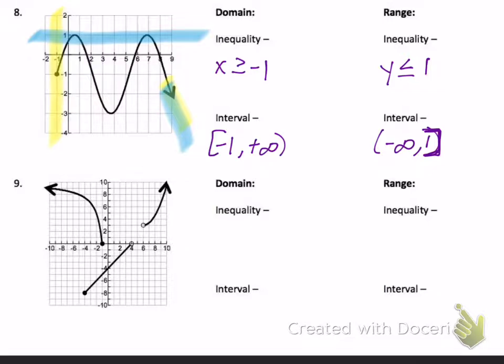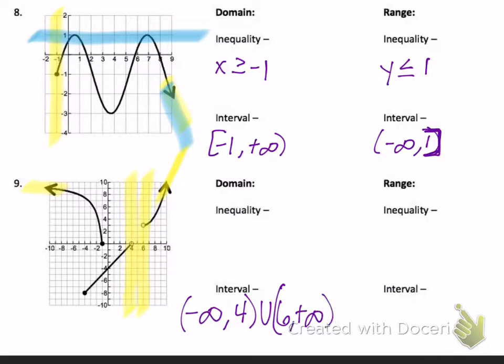So for domain, it goes on forever, and then at -1, it is defined there. There's no open circle, so you keep going until 4, then you start up again, and then you go on forever. So for my domain, I'm gonna have 2 separate intervals. It's gonna be from negative infinity, and then I stop at 4. And would 4 have a parenthesis or a bracket? Parenthesis, union. I start back up at 6, parenthesis, positive infinity.